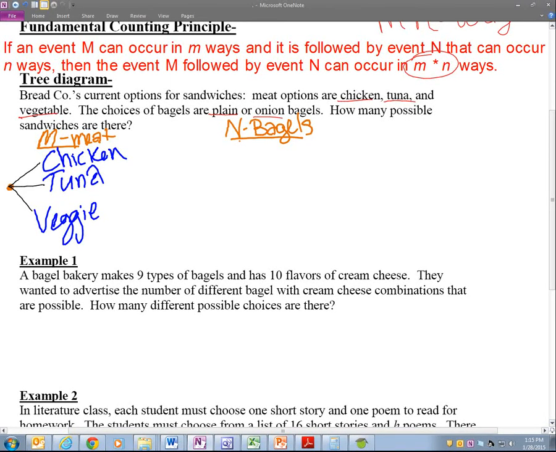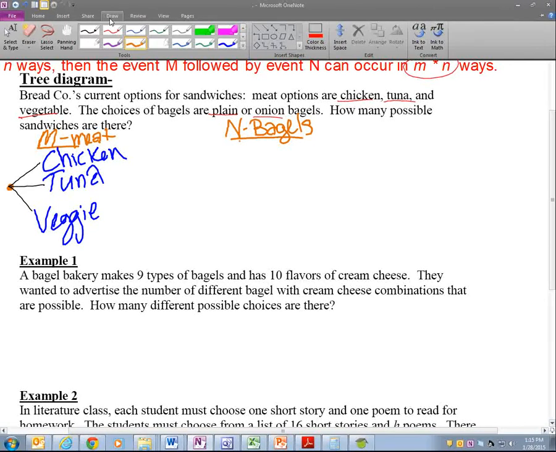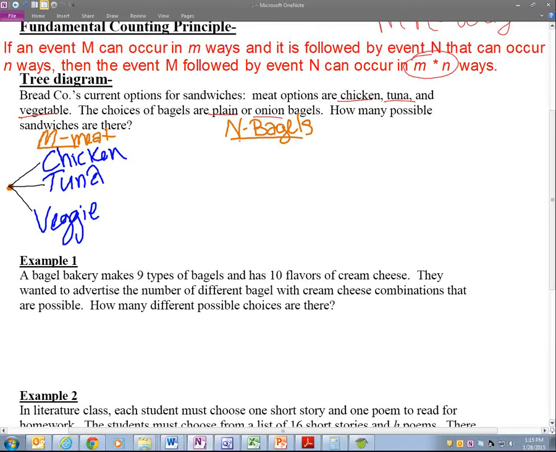Yes. Is that capital? It's capital. That's the event. Nope, I could see that. Yeah, that's kind of small. I'm trying to fit as much on here as possible. Mm-hmm. Now, what are my choices of bagels? Plain and onion. Now, I'm going to go ahead and put plain here. Plain and onion. Now, that is my choice of bagels.